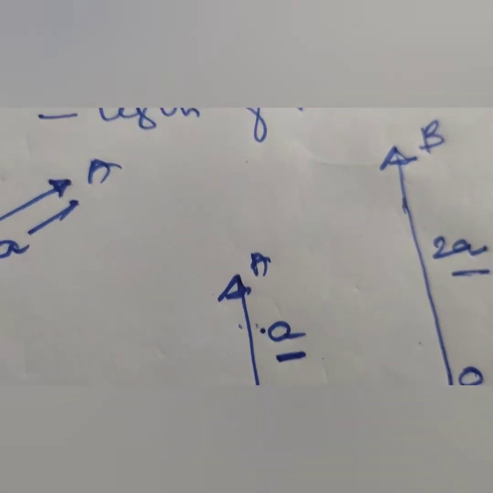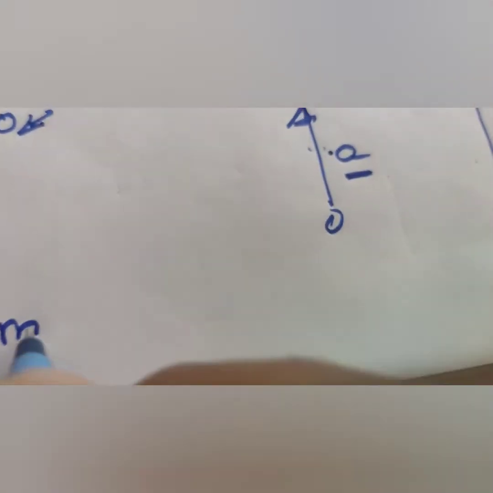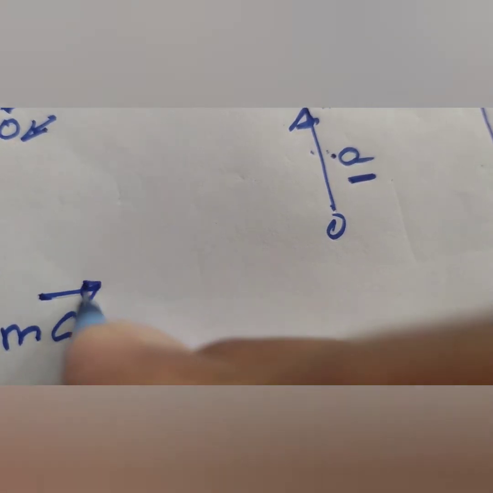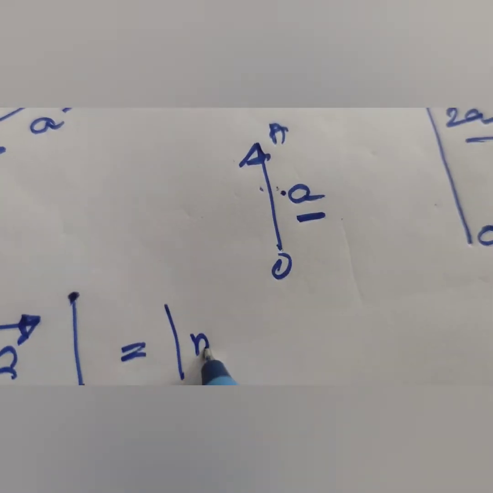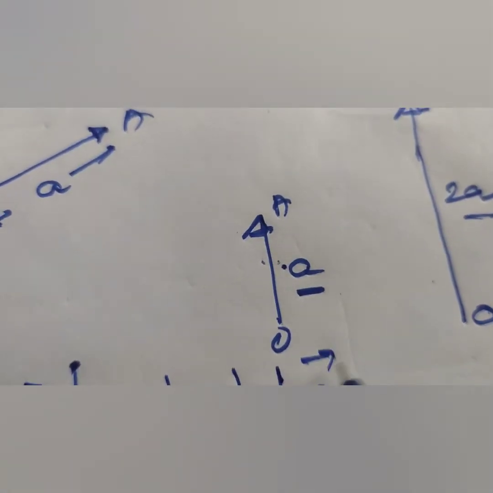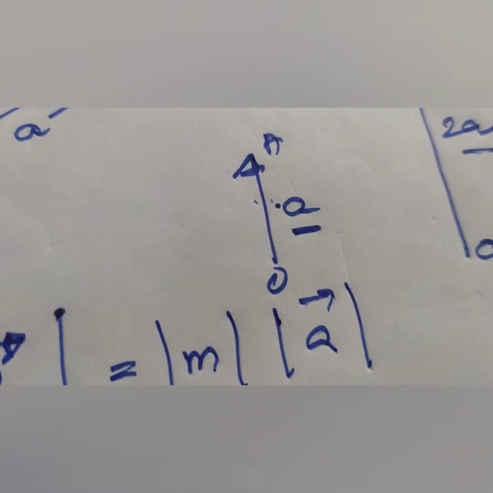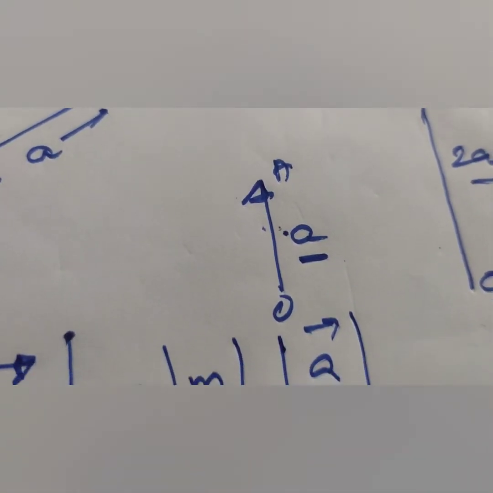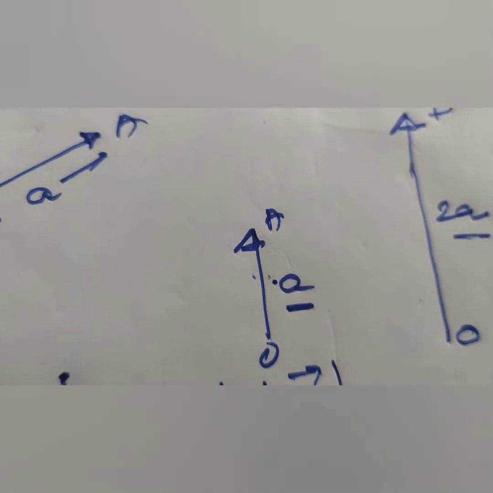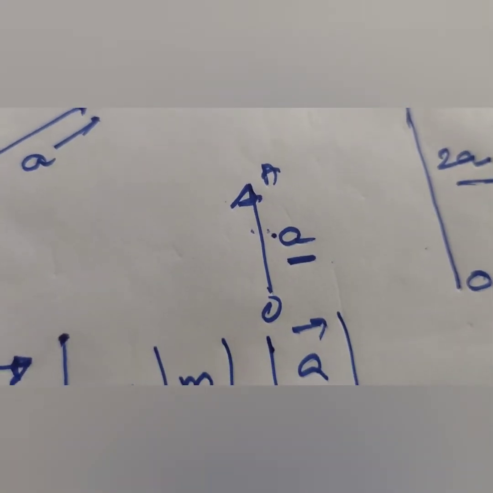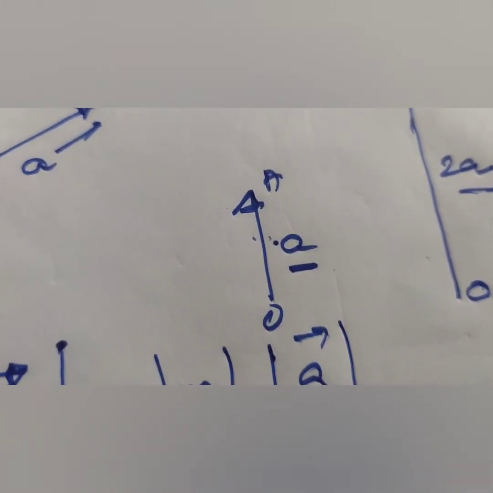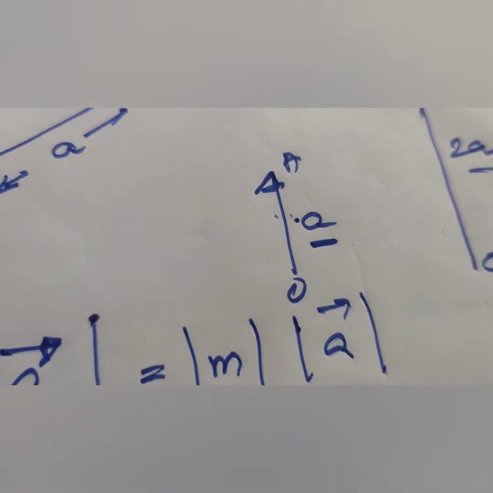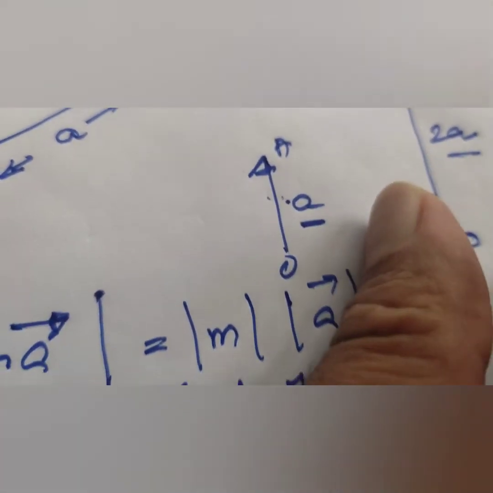So it becomes the modulus of mA equal to the modulus of m times the modulus of A. That is, m times the modulus of A. It is very difficult to know the modulus of a vector.